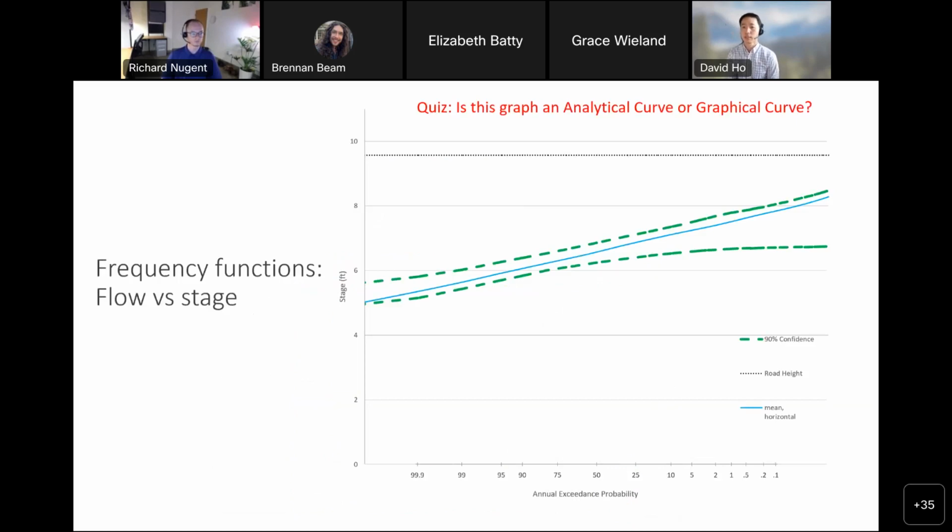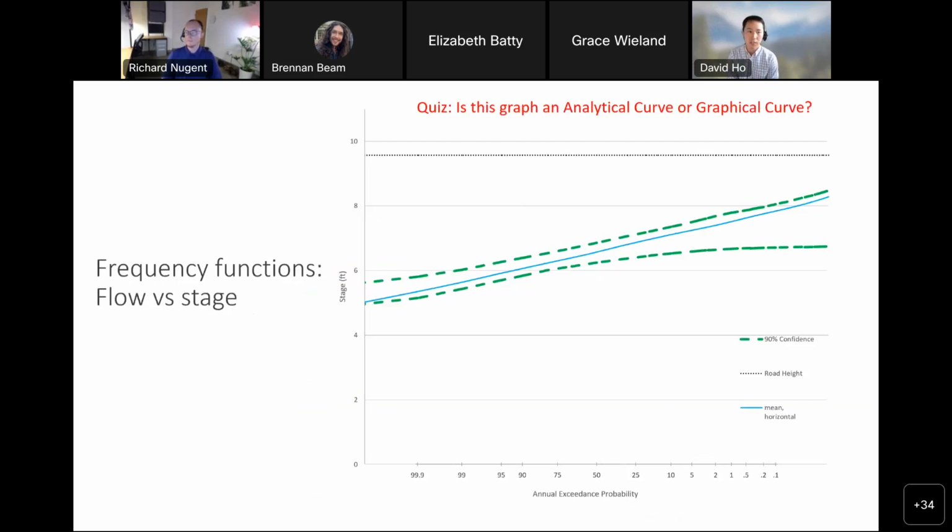All right, so let's move on to our last topic here, stage frequency. Stage frequencies can be used in lieu of flow frequency. The graph to your right here is an example of a stage frequency. We know it's stage because on the y-axis it says stage.